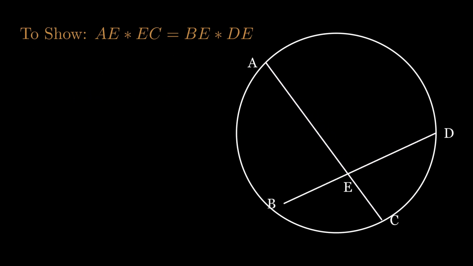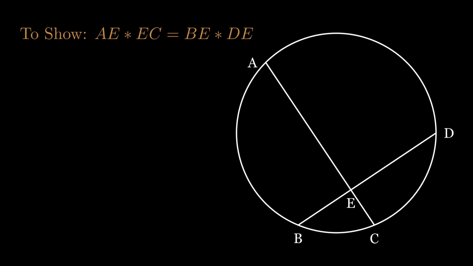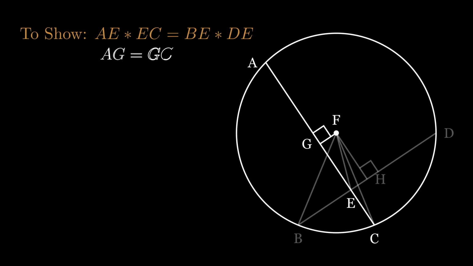The second case is when the intersection point is not the center of the circle, as so. Pick F to be the center of the circle, then draw FG to be perpendicular to AC, and FH to be perpendicular to BD. Join FB, FC, and FE. Since FG is perpendicular to AC, it has bisected it. AC has therefore been cut into equal parts at G and unequal parts at E.